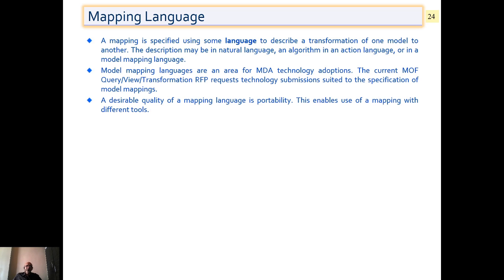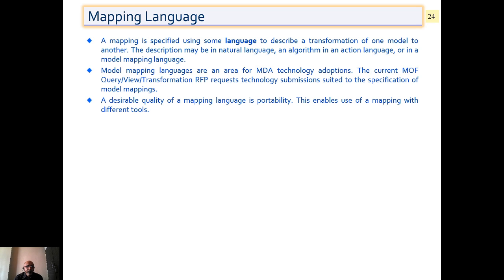Mapping is specified using some language. So transformation languages do exist. To tell you how many model transformation and mapping languages there are, there are more than 20. QVT is coming from OMG, right? QVT is a specification, query view transformation. Query, you understand what it is?